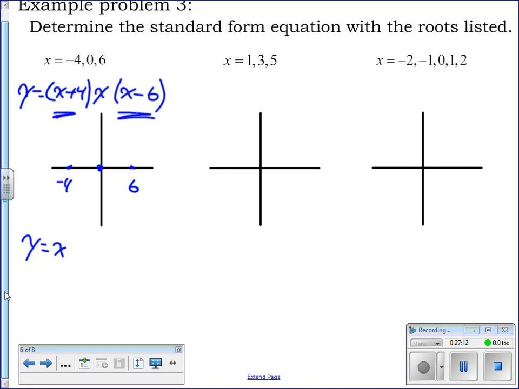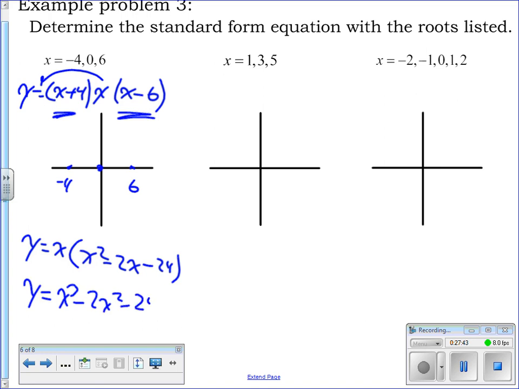So y equals x. I'm going to take this puppy, move it up to the front. And then I'm going to multiply the other two. Using the shortcut I just talked about, I get x squared, 4 minus 6, negative 2x, 4 times negative 6, minus 24. Okay. Now, I'm not done yet, right? I have to multiply through by x. Y equals x cubed, minus 2x squared, minus 24x. Excuse me, is that in standard form? Yeah, standard form. We're good to go.